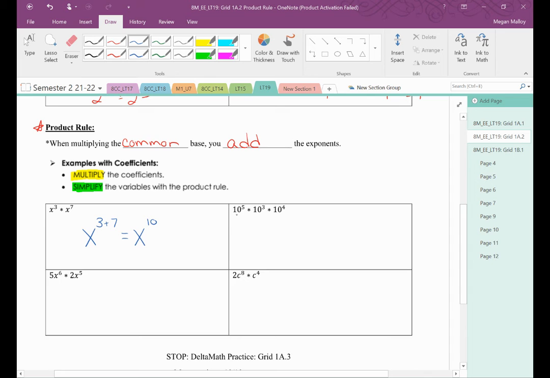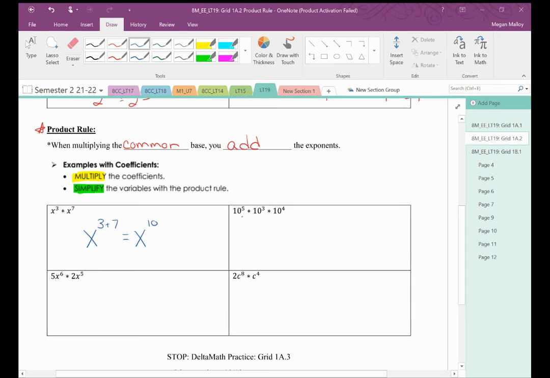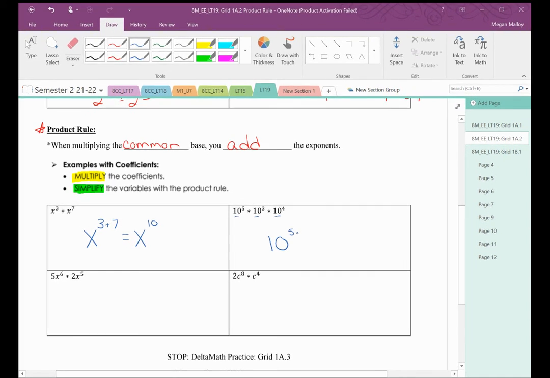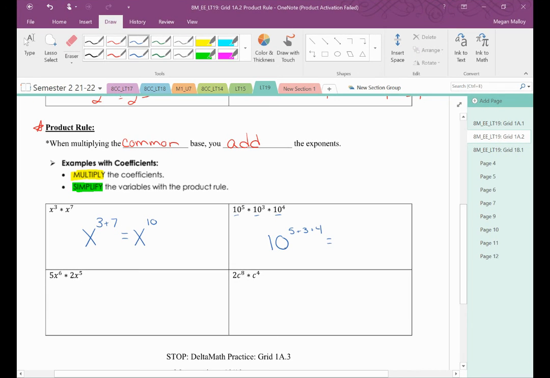In my next example, I have 3 terms. However, they all have the same base. So I'm going to have 10 as my base. And then I'm just going to add all of the exponents. So this would be 10 to the 12th.